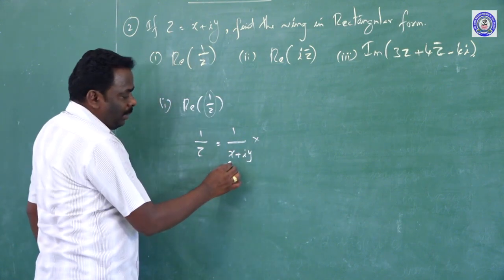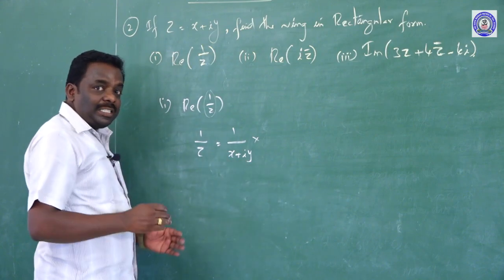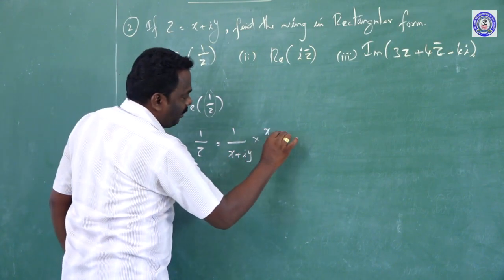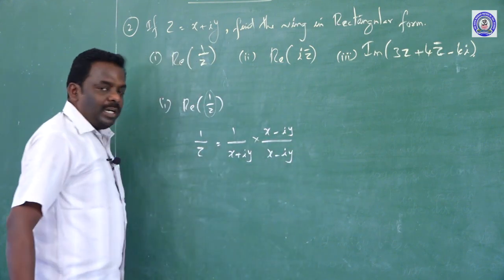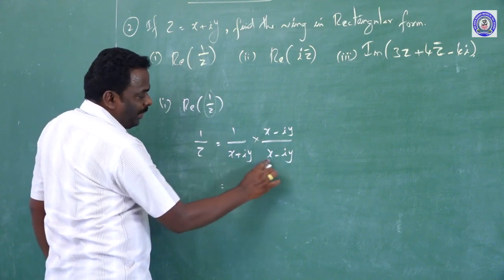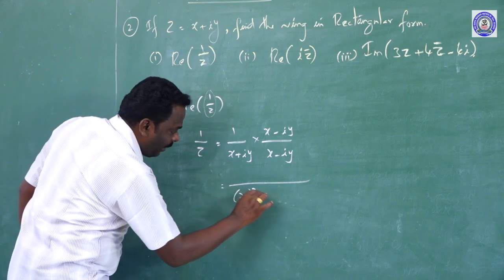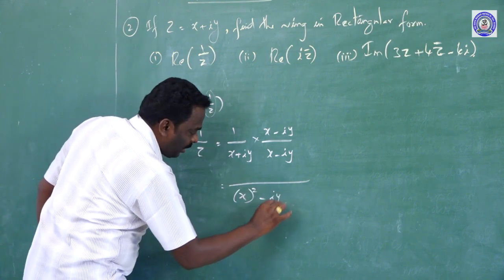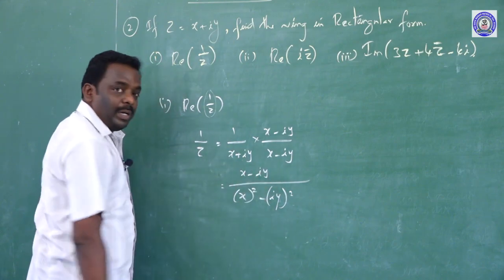So what is the conjugate of the denominator? X plus iy is the number, so the conjugate is x minus iy. Therefore, multiply and divide by x minus iy. Now the denominator is a plus b times a minus b, the a square minus b square form. A is x, squared, minus ib is y, squared, and x minus iy is the numerator.